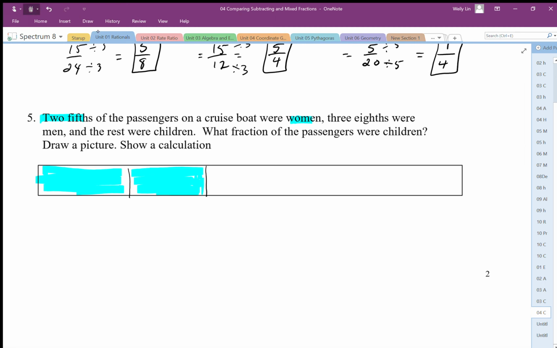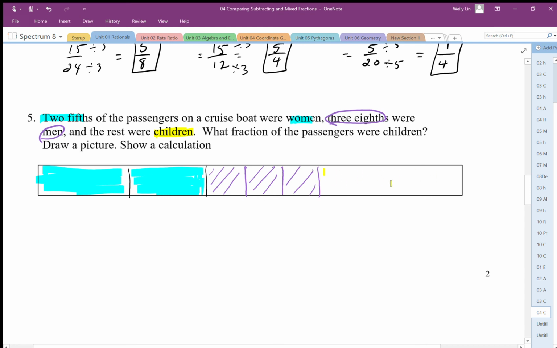3/8 were men. Oh, this is going to be hard to draw. 3/8. Okay, so looks like that's fifths. So it's going to be maybe something like this. 3/8. Okay, I don't know exactly how accurate that is, but that's going to be 3/8. 3/8 were men. The rest were children. So what is this fraction as part of the whole? This is the part that we're looking for. We are looking for the children, and this represents the children right here.